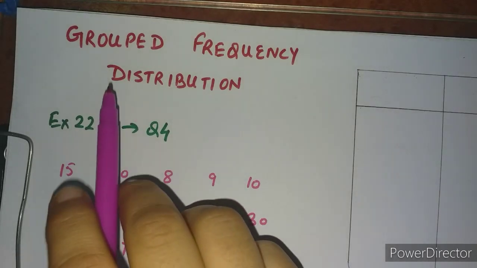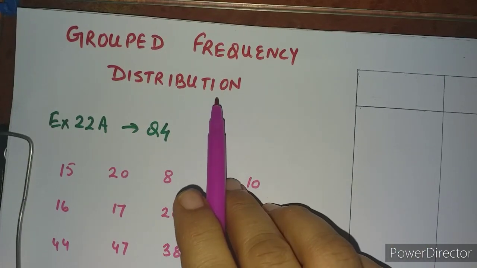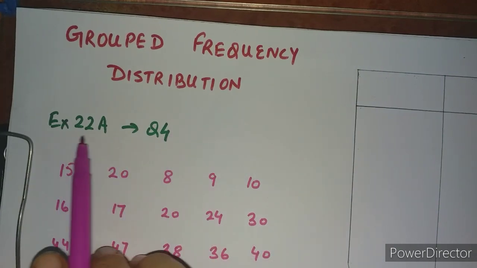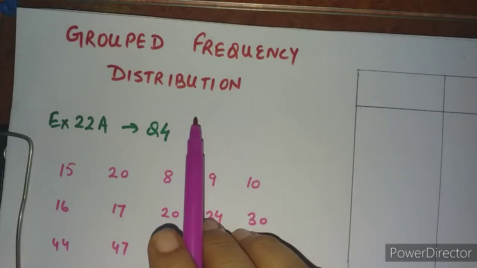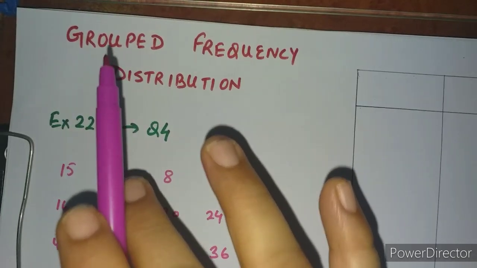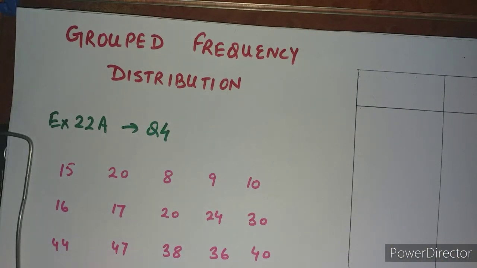Today I am going to discuss with you the grouped frequency distribution process, right? How to create it. For that I have taken up question number 4 of exercise 22A of the Concise Mathematics of class 8th.